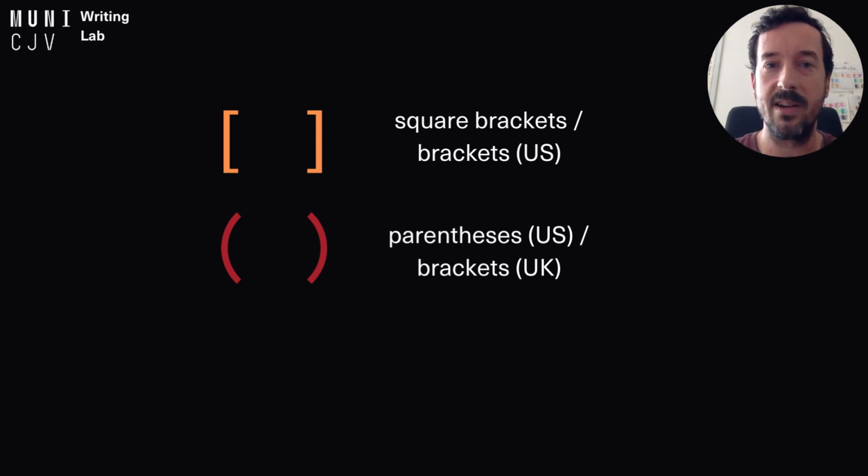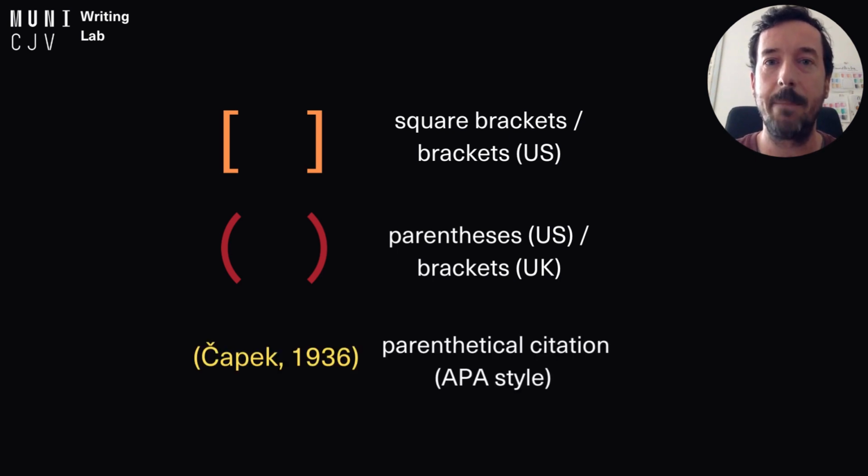And they are very important in academic writing because we use them to make a parenthetical citation. And I'm sure you've seen these before at the end of sentences in an academic article. And depending on which academic style you're using, different information goes in them. Here you can see the APA style, which often contains the last name of your source author and the date in which the source was published.